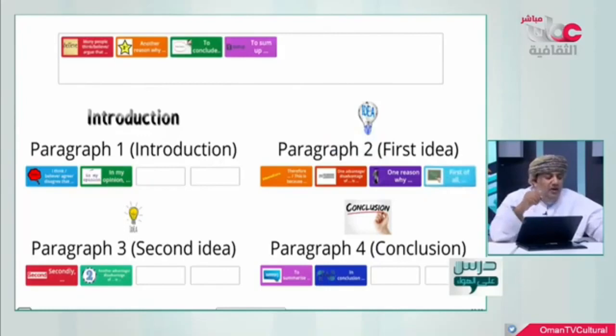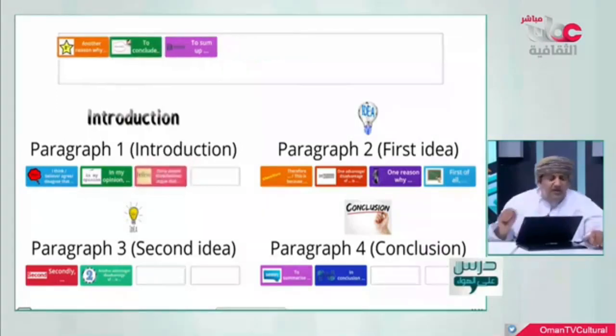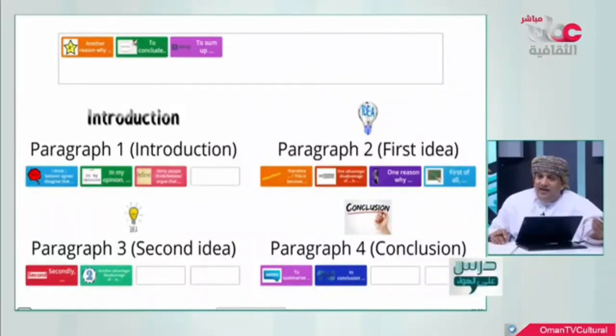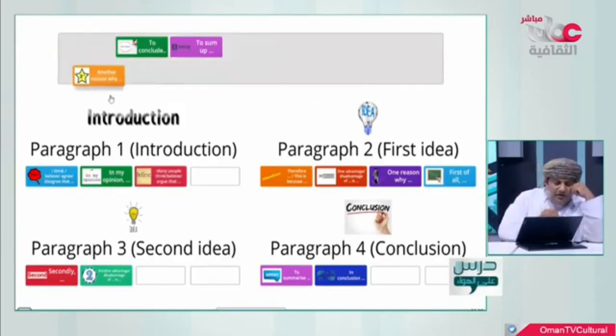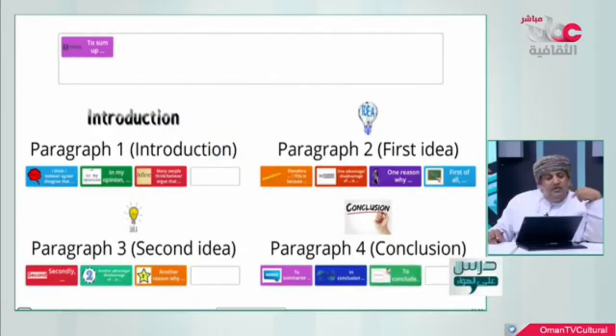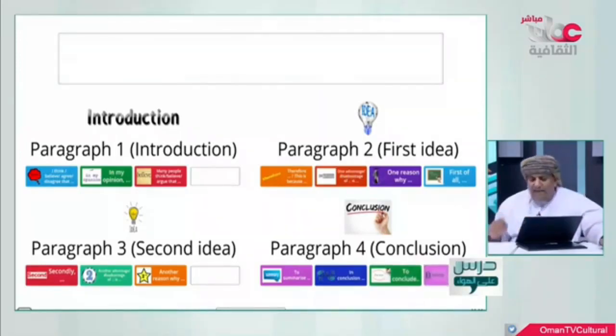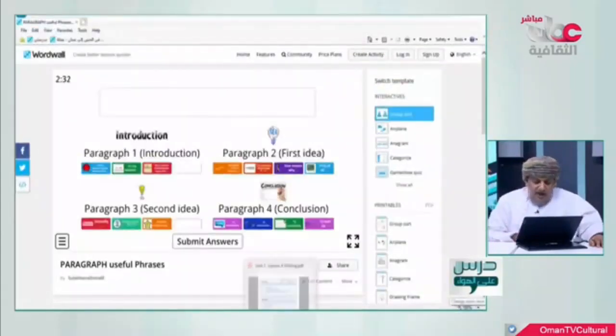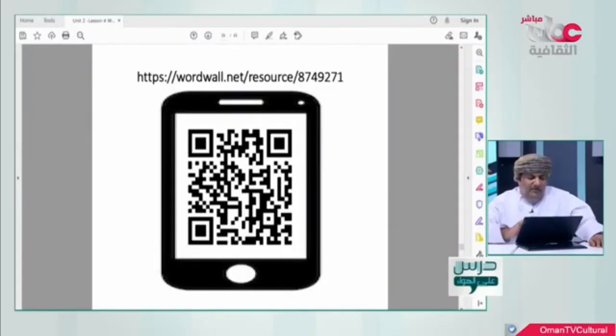Many people think or believe, argue or disagree, this is paragraph number 1, for the introduction. Another reason why, this is paragraph number 3. Very good. To conclude, this is the conclusion. To sum up, we say to sum up. So these are some of the phrases. Now we have finished this.